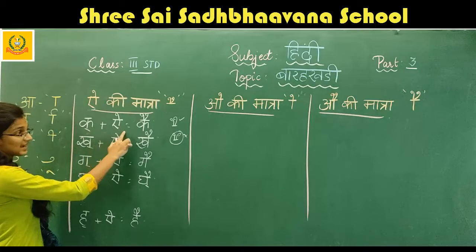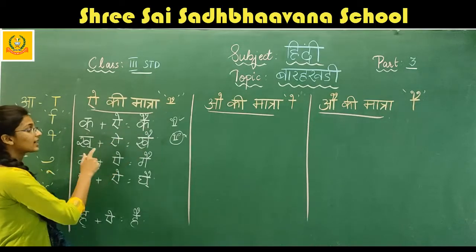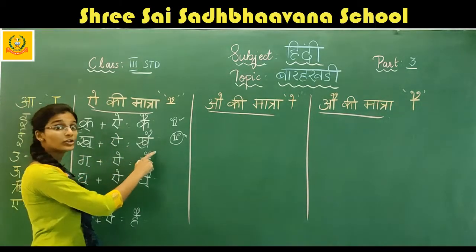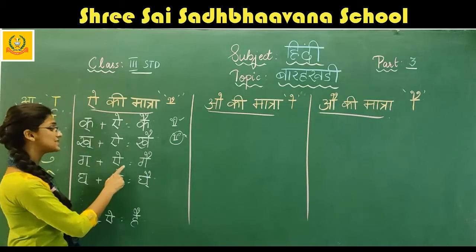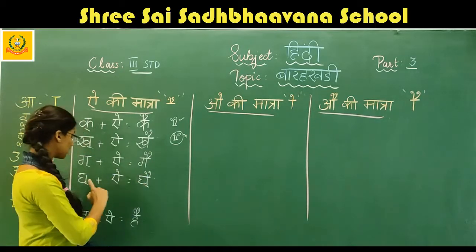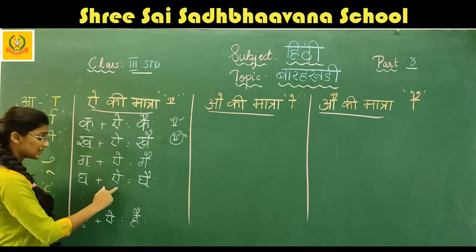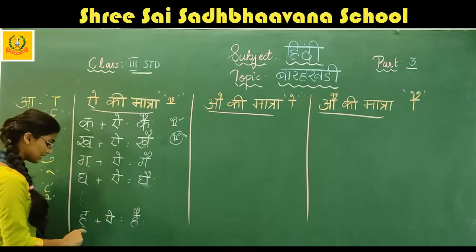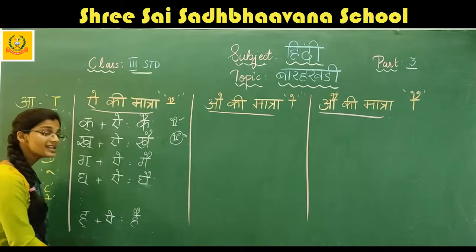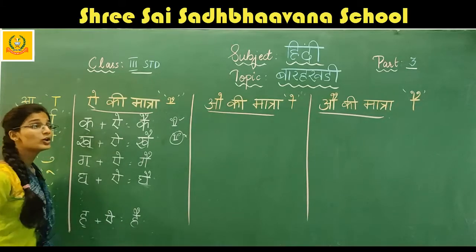So K plus I is equal to Khai. G plus I is equal to Gai. Like that, it goes on till H plus I is equal to Hi.